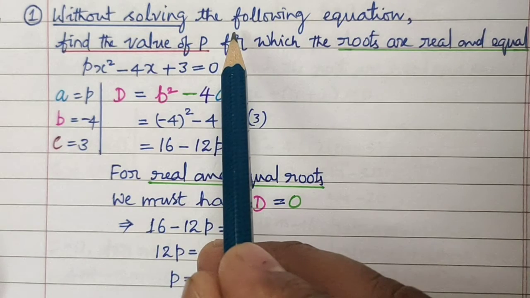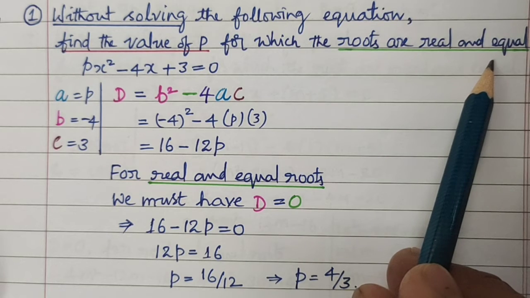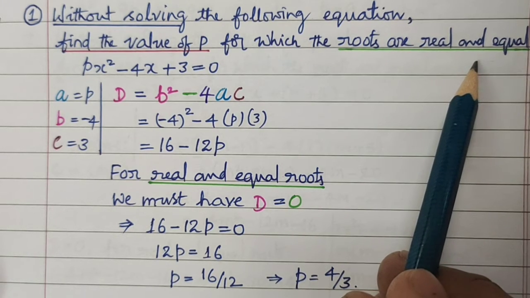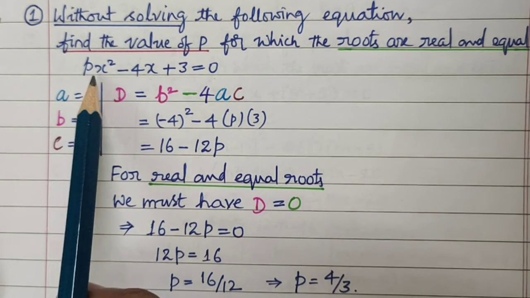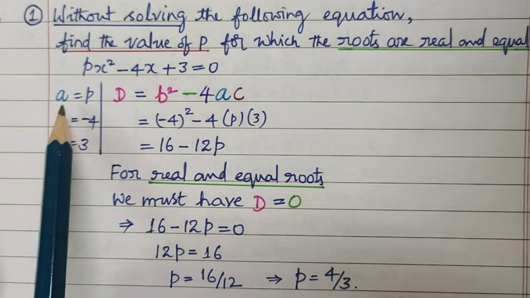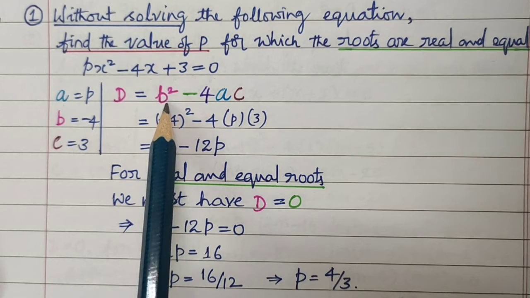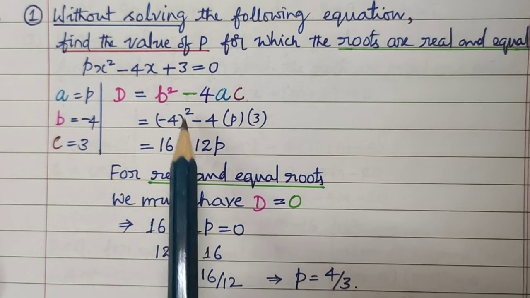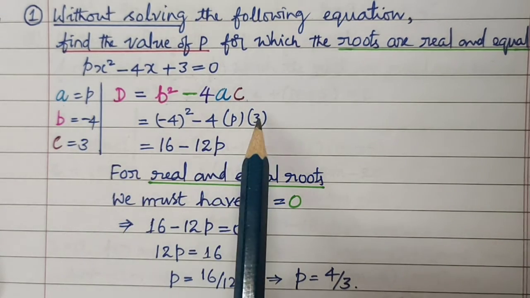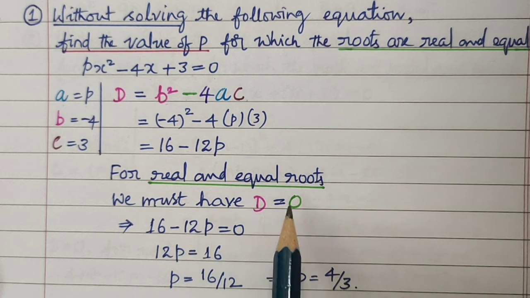Without solving the following equation, find the value of p for which the roots are real and equal. Just now we read if D is equal to 0, the roots are real and equal. They have given the quadratic equation as px square minus 4x plus 3 is equal to 0. Here write down the values of a, b and c. A is p, b is minus 4, c is 3. D is equal to b square minus 4ac. Substitute the values: minus 4 whole square minus 4 into p into 3, which is 16 minus 12p. So for real and equal roots, we know that D is equal to 0.